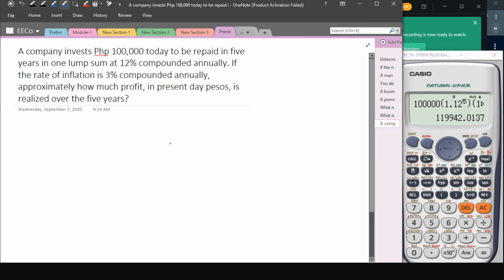A company invests 100,000 today and to be repaid in 5 years in one lump sum at 12% compounded annually. If the rate of the inflation is 3% compounded annually, approximately how much profit in present day pesos is realized over 5 years? Ganun pa rin. So, F is equal to, okay, hindi present worth, ang hinahanap dito is the profit. So, 100,000, I invested it today at 12% compounded annually for the last 5 years. So, that is 1 plus 0.12 in the last 5 years.